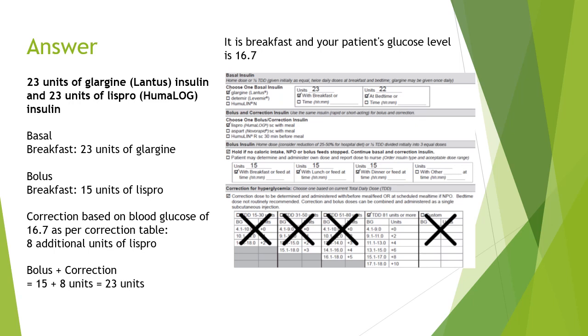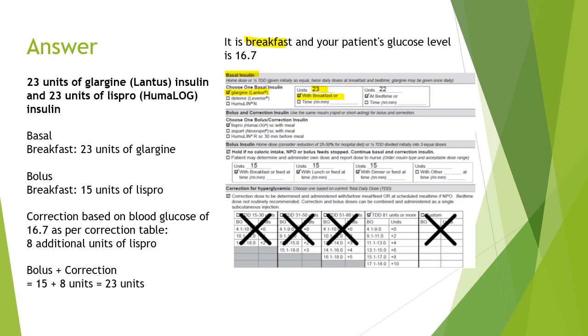The answer to this question is 23 units of glargine Lantus insulin and 23 units of Lispro Humalog insulin. The first thing we'll look at to read this order is the basal insulin. Remember that it is breakfast time, so we'll make sure that we've got the right insulin there. The glargine insulin is checked off, and because it is breakfast time, we're giving 23 units of glargine.